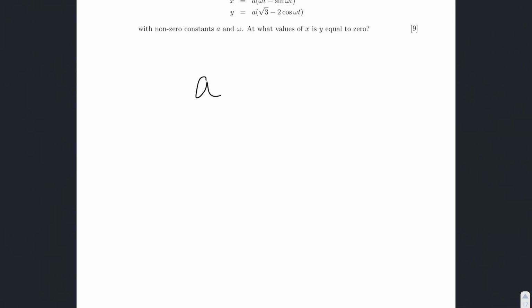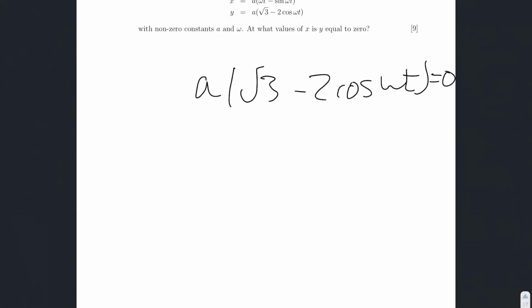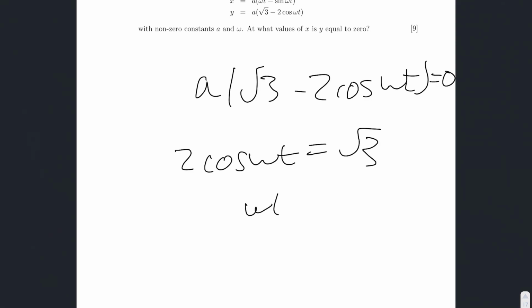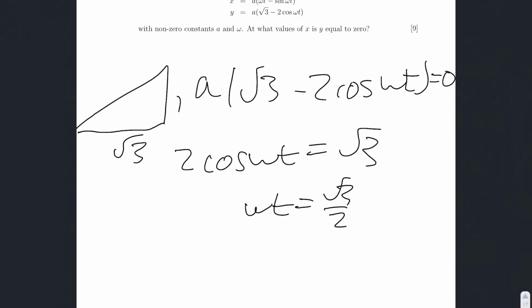Okay, so this happens when a(√3 − 2 cos ωt) equals 0. So we get 2 cos ωt equals √3. So cos ωt has to equal √3 over 2. From our triangle here, where we have √3, 1, 2, this has to be 30, that has to be 60. So √3 over 2, adjacent over hypotenuse. Yeah, that works out.